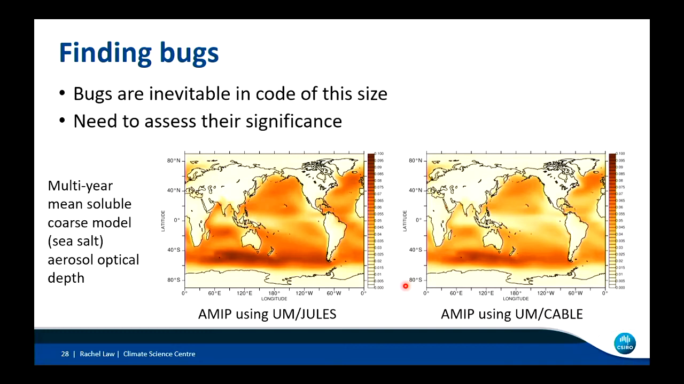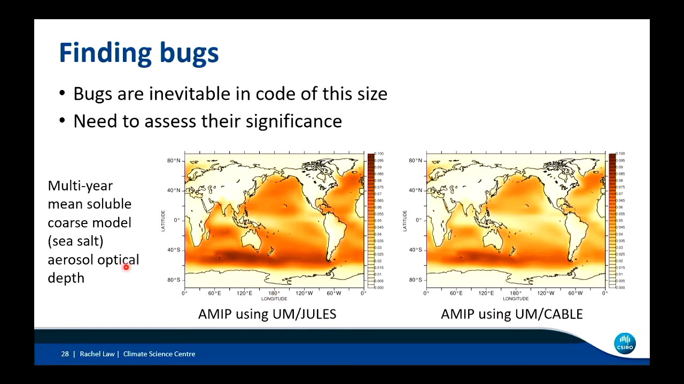There's an AMIP run which is using a version of ACCESS that still had the UK Met Office land scheme in, and on the right, the version with CABLE. Spot the difference, I guess, is the question here. What do you see that's different between those two plots? There's a difference in the mean background value.